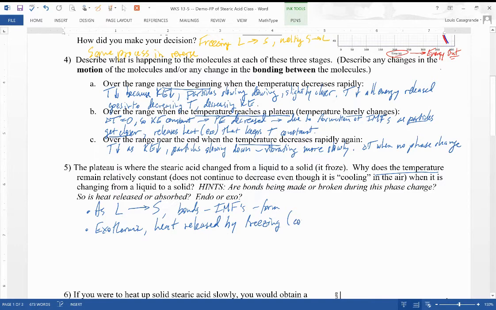This argument also works if we talk about condensation as well. I want you to remember that down below when you're answering some of the questions. And this release of energy prevents the temperature from decreasing. So we maintain that temperature, and this is going to happen throughout all phase changes.